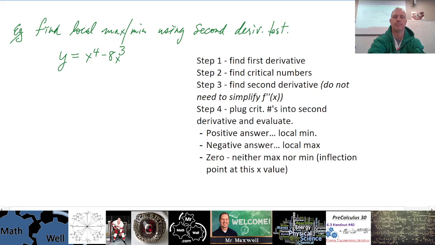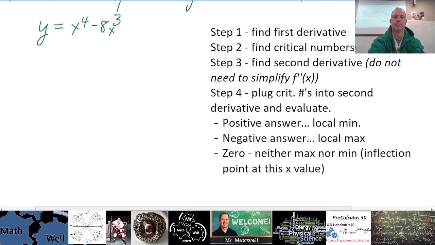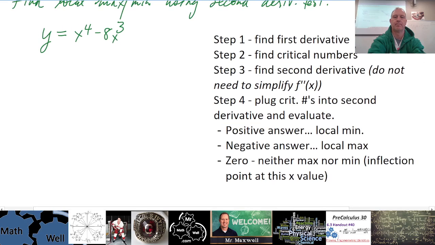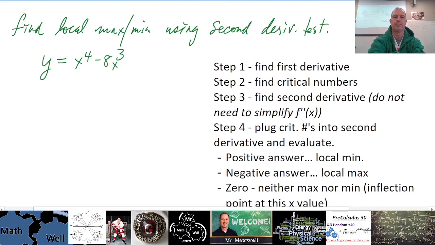So find the local max and min using the second derivative test. That would be a typical type of question you would get for this polynomial. Maybe I'll zoom in, if I can, without destroying the view here. Okay, step 1, find the first derivative. Yes, you need to find the first derivative before you find the second derivative, obviously. The other thing is we need to identify critical numbers, so the first derivative is very important in this process. In the second derivative test, the first derivative is super important.